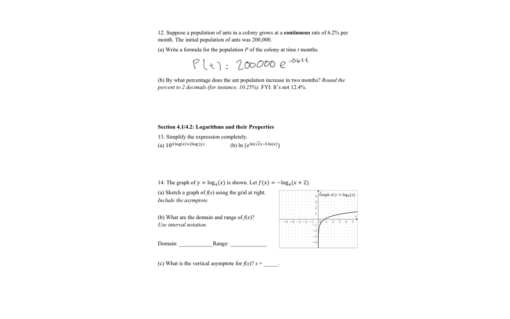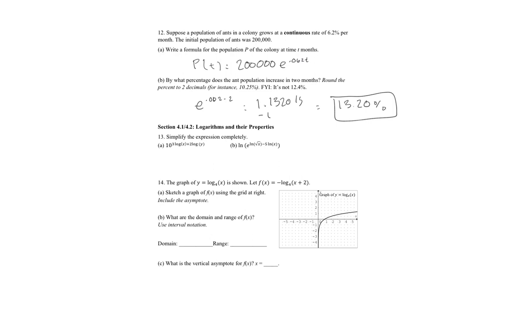And so then it asks by what percentage does the ant population increase in 2 months. And so what we're going to do is take e to the 0.062 times our 2 months, and that's going to give us a growth of 1.132015. And so to find it as a percentage, we subtract 1 from that, and then we multiply by 100, and so then we'll get an actual percent of 13.20%.